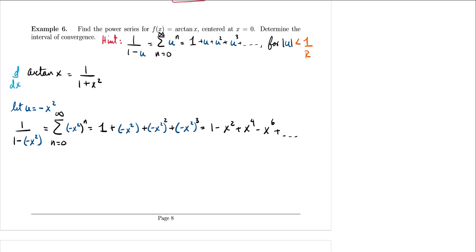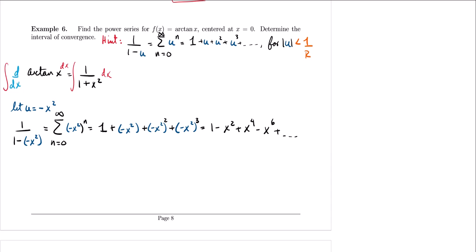Okay, now why are we doing all of this? Because ultimately we're looking for the power series representation for the arctan of x, not the 1 over 1 plus x squared. So what can we do? Well, since I knew that the derivative of the arctan was 1 over 1 plus x squared, I can simply go ahead and integrate this one here with respect to x.